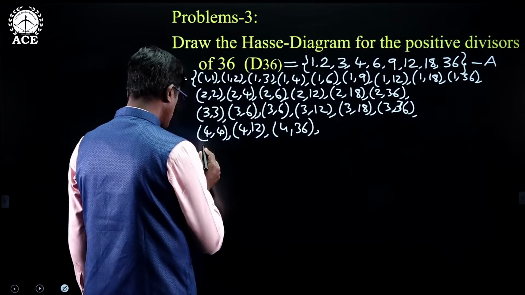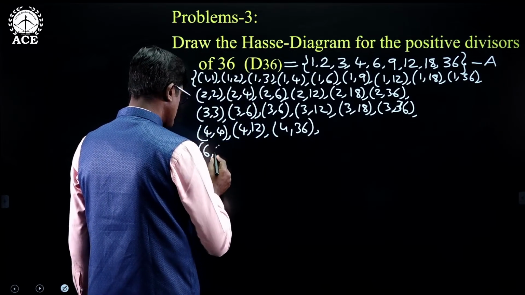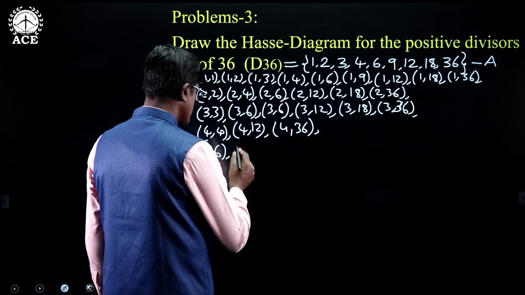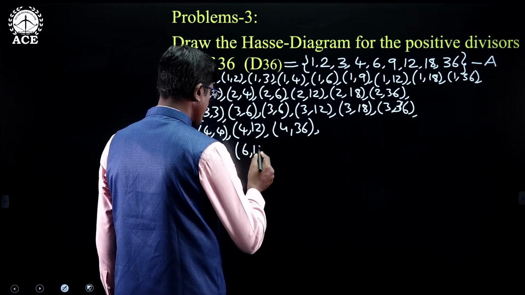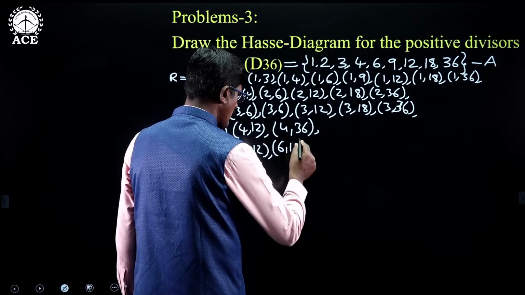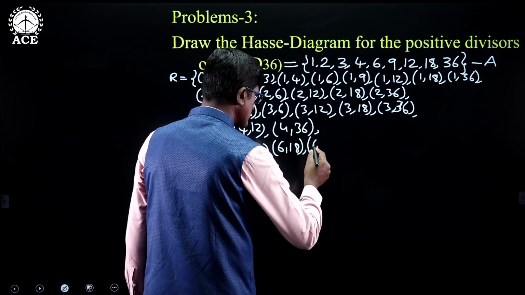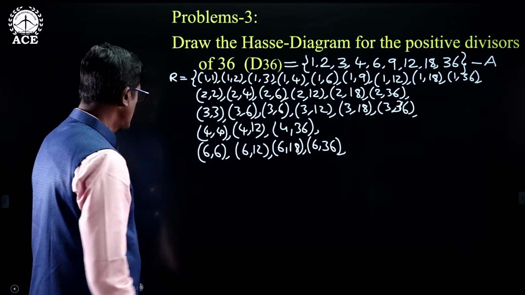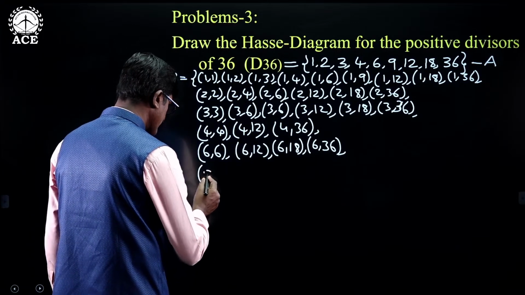Next element is 6. 6 divides 6. 6 divides 12. 6 divides 18. And 6 divides 36.